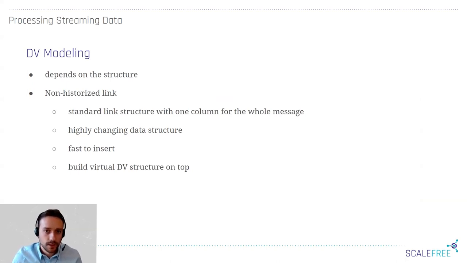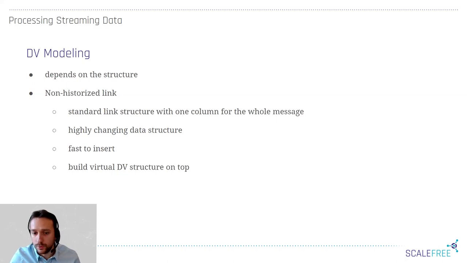And let's talk about the solution. So there's no best solution for every case. It depends as always, but be sure about what data structure is expected. In many cases, the easiest way is to store those messages in a non-historized link. So you would have a standard link structure with all technical columns, and one column for the whole message. So in Snowflake, for example, it would be a variant column, which stores the whole JSON object.